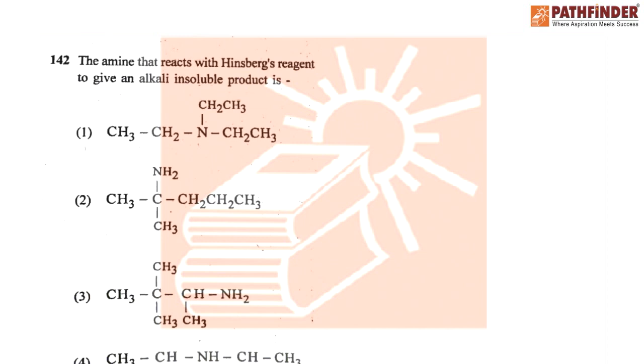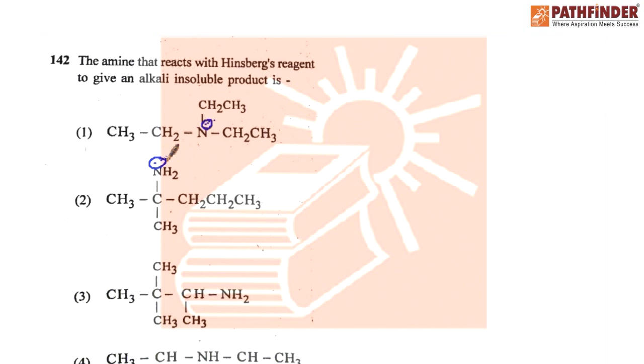142, the amine that reacts with Hinsberg's reagent to give an alkali insoluble product. Now you might know that in Hinsberg's reagent, this amine is a 3 degree amine. 3 degree amine does not react. This amine is a 1 degree amine. 1 degree amine reacts, but it will be soluble.